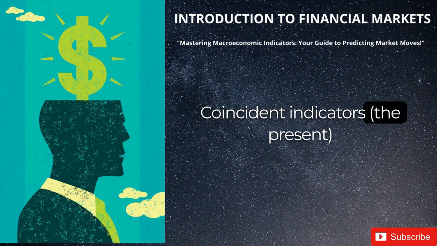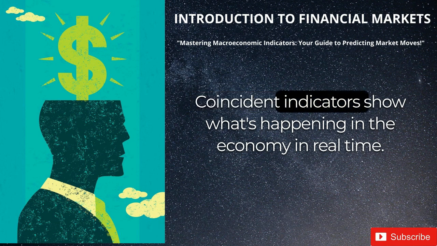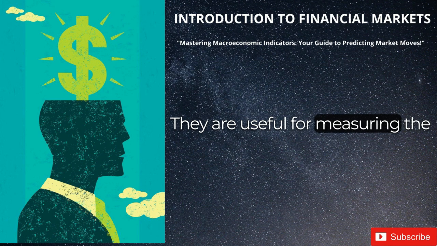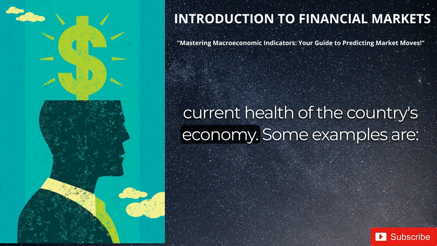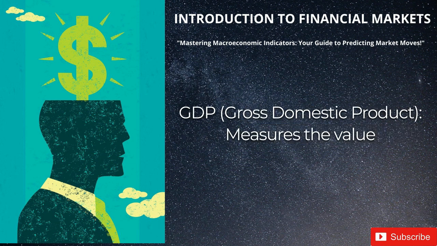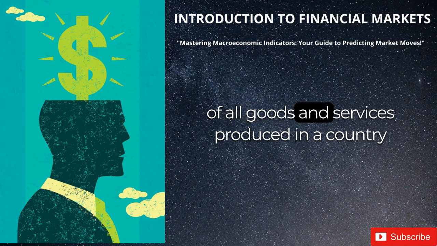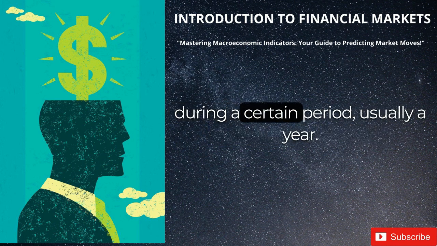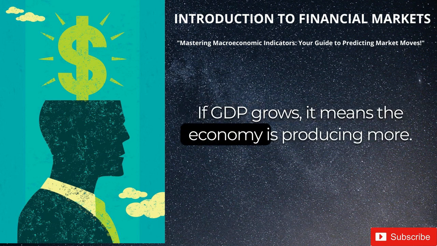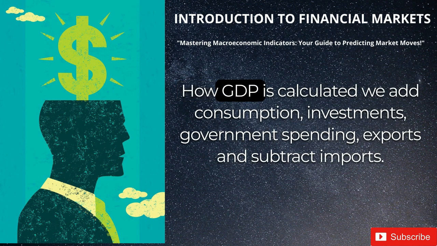Coincident indicators. The present. Coincident indicators show what's happening in the economy in real time. They are useful for measuring the current health of the country's economy. Some examples are: GDP, gross domestic product, measures the value of all goods and services produced in a country during a certain period, usually a year. If GDP grows, it means the economy is producing more. How GDP is calculated: we add consumption, investments, government spending, exports, and subtract imports.